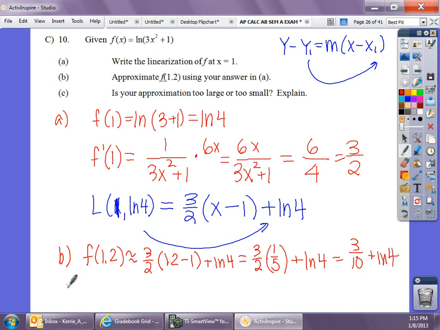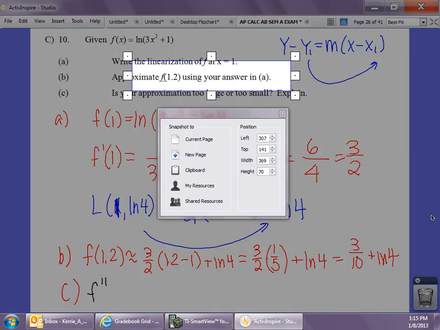All right, and then letter C: is your approximation too large or too small? For approximations being too large or too small, you want to look at the second derivative. And actually, let's do that on a different page because I'll probably run out of space.